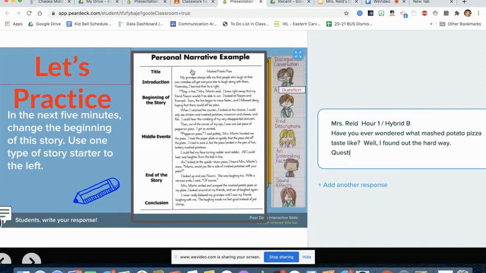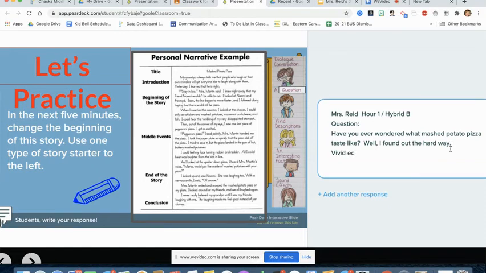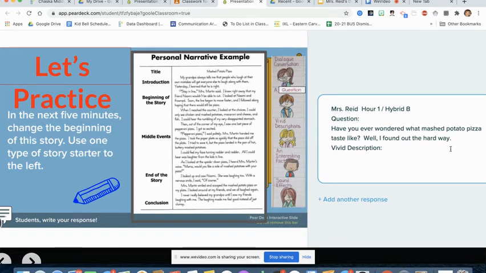So I'm going to say question. I'm opening up with a question. And then I'm going to go to the next one, a vivid description. And I would write vivid description, and I would start writing, and maybe I would say the cheese melted around the mashed potatoes, and that was going to be my lunch. I don't know. But that is what I want you to do, and see how many you can do. Maybe there's an interesting fact. Maybe it's a plop. There go my pizza and the mashed potatoes. So go ahead, have a little bit of fun with this.